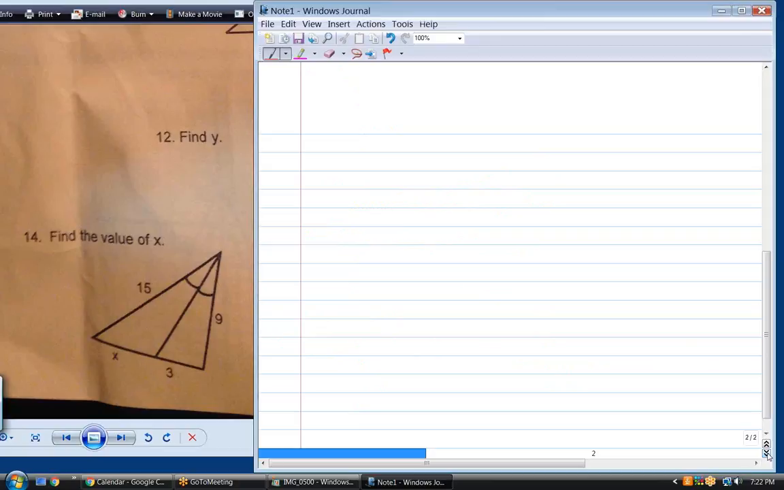Let me think about this one for a moment. Number 14.